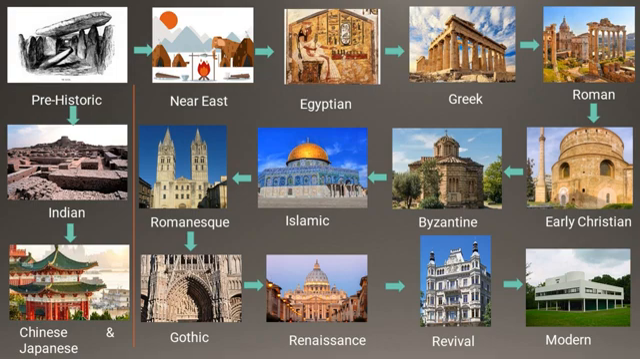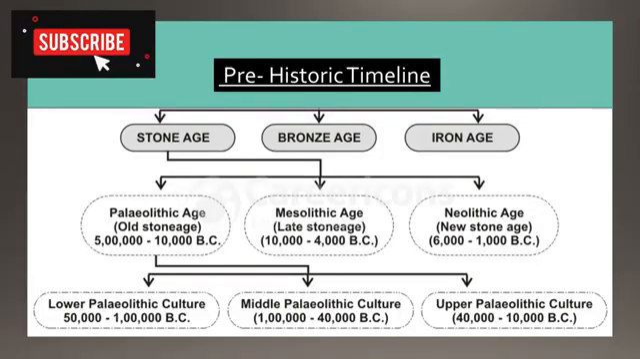We are going to be learning about each and every timeline as mentioned in this PPT, so stay tuned for that. Let's learn the prehistoric timeline. It consists of 3 different ages: Stone Age, Bronze Age and Iron Age. In today's video, we are going to be learning about the Stone Age, that is Paleolithic, Mesolithic and Neolithic.